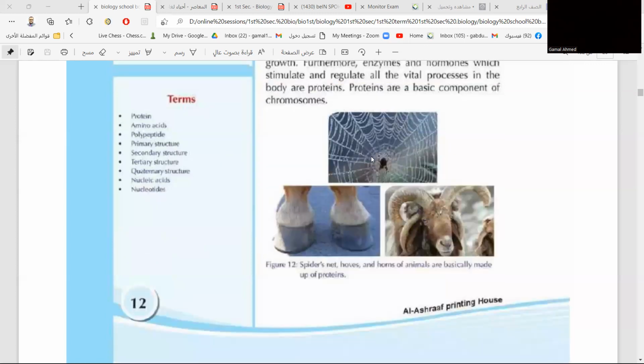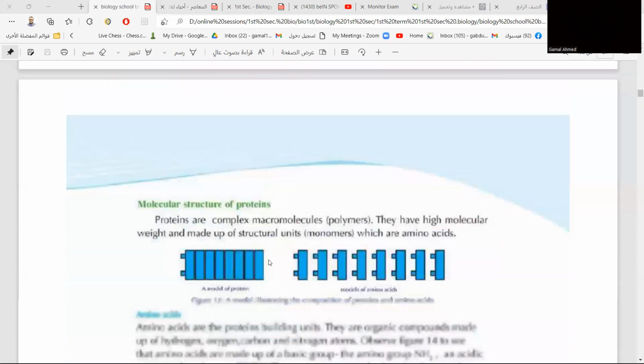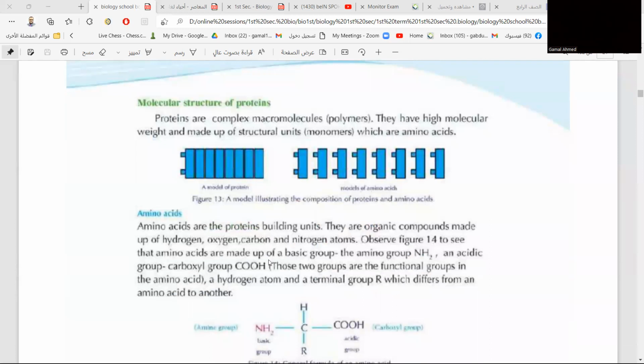For example, the network made by the spider is made of protein. The horns of some animals are made of protein. The hooves are made of protein, and so on. Proteins are very important.